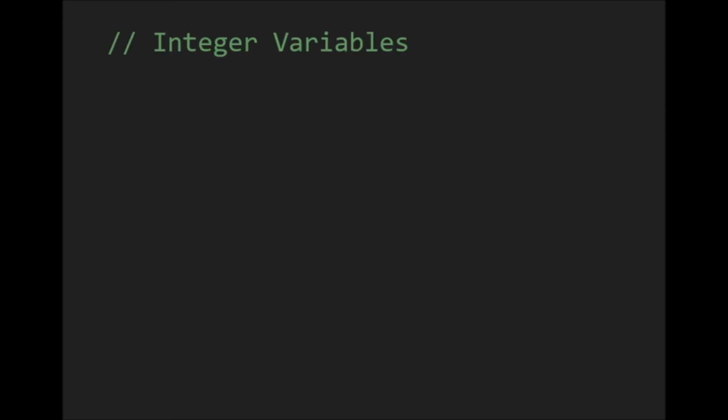An integer variable is a variable containing only integer values. An integer is a whole number, a number that is not a fraction. Examples of an integer variable are 1, 5, 72 or 120.